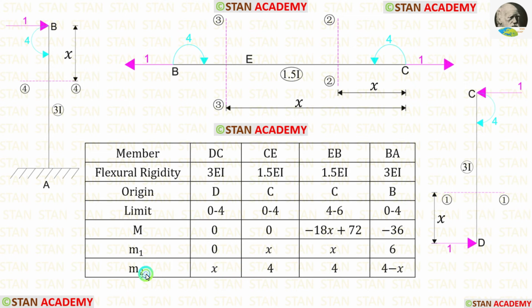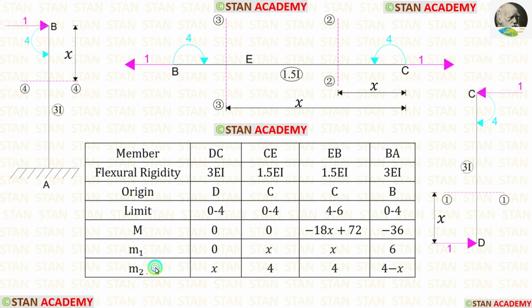Now let us find M2 in CE. This moment is acting in the anti-clockwise direction, so it will be positive. Now let us find M2 in EB. This moment is acting in the anti-clockwise direction, so it will be positive.